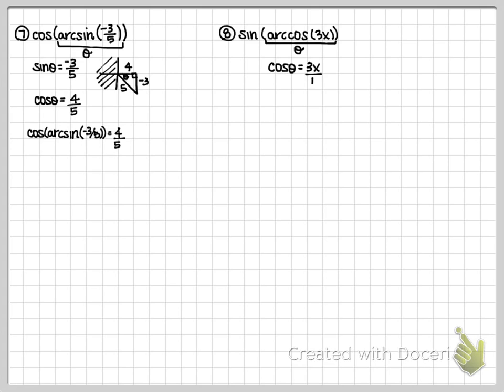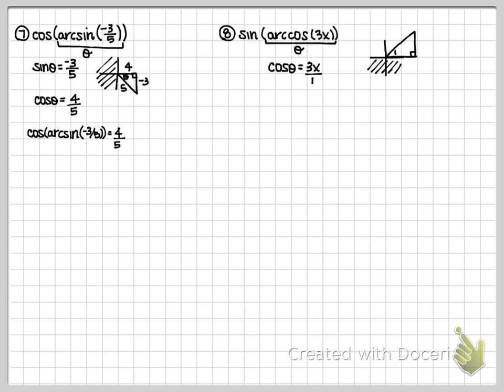All right, so I've got a restriction. So let's take out our little picture here. Arc cosine can't be down. Out of these two quadrants, well, this is a positive ratio. 3x over 1 is positive, which means I am talking about a positive cosine.